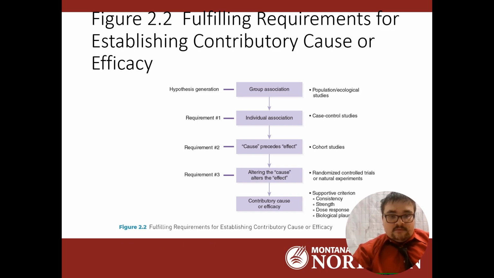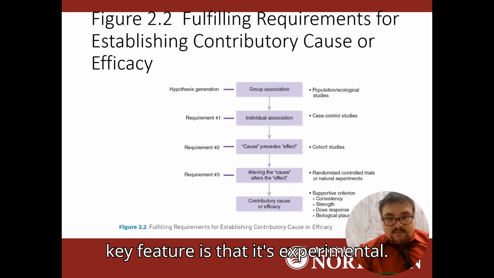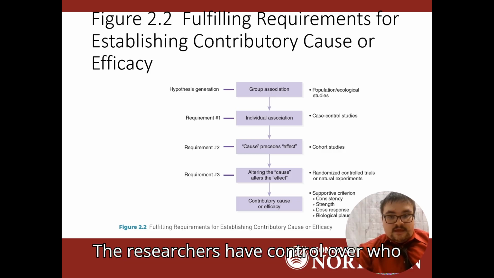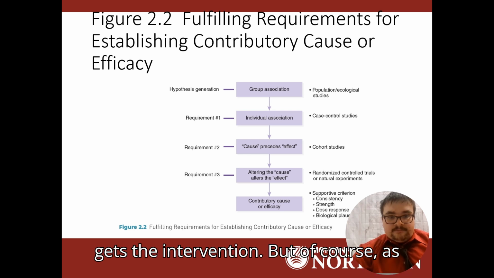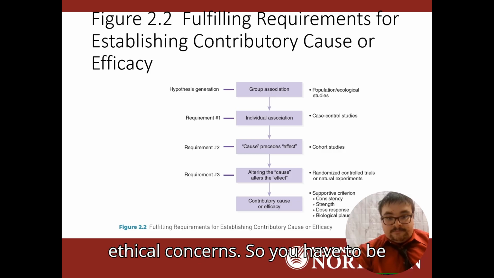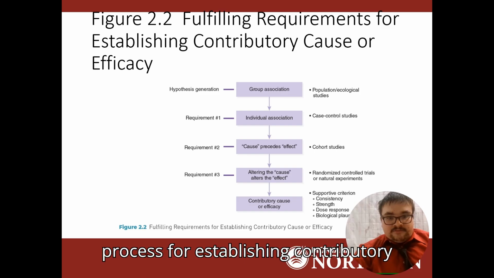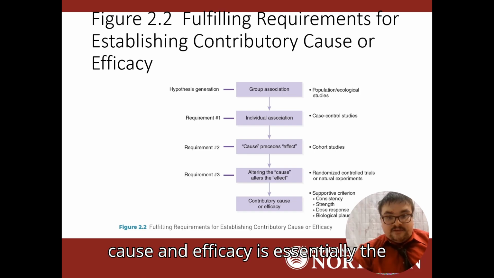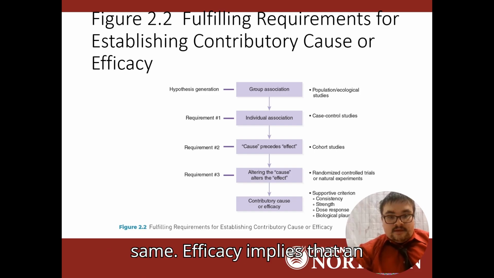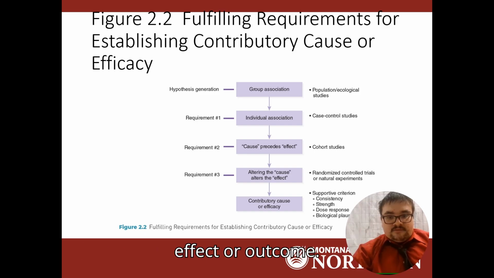The next, of course, we have the randomized control trial, RCT, which its key feature is that it's experimental. The researchers have control over who gets the intervention. But of course, as I mentioned previously, that also raises ethical concerns. So you have to be careful of that. Note the process for establishing contributory cause and efficacy is essentially the same. Efficacy implies that an intervention works to produce the desired effect or outcome.